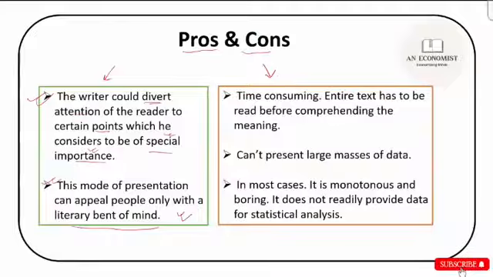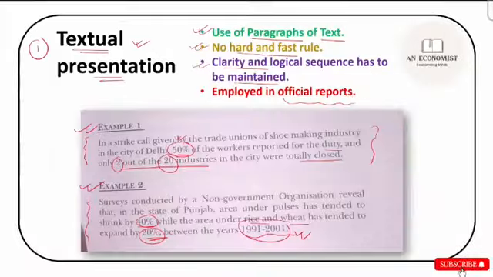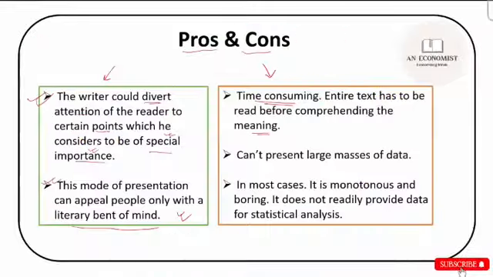It is a time consuming method. The entire text has to be read before comprehending the meaning. So you cannot only see the numerical values and comprehend something out of that. You have to read the entire text in order to get the context first, and then you can comprehend the meaning of these numerical values, in what context they are being used, right? So it is a time consuming method because you have to read out the entire text before comprehending the meaning of it.